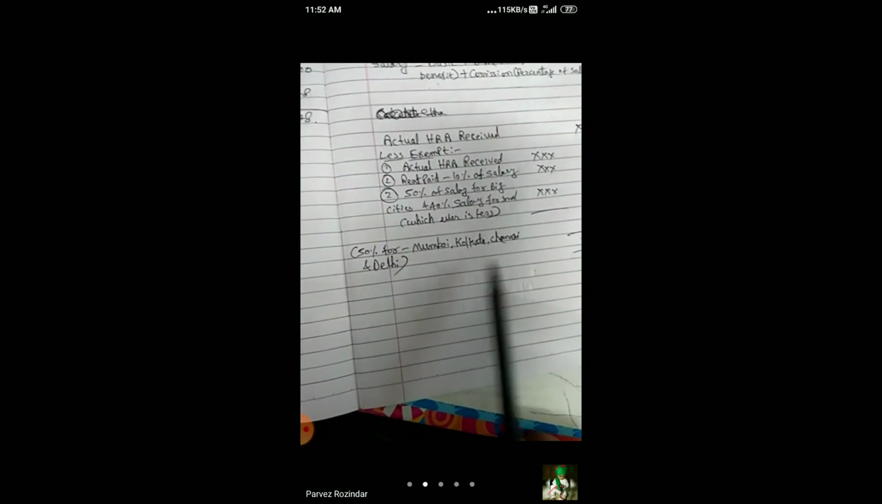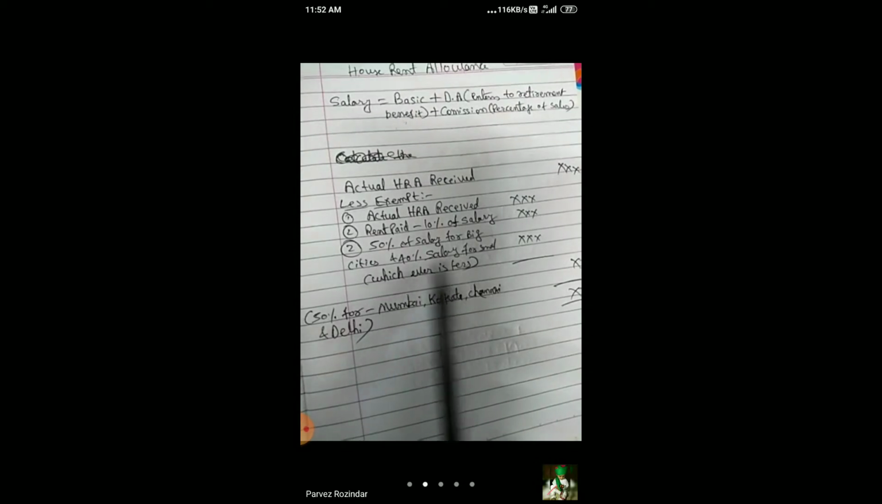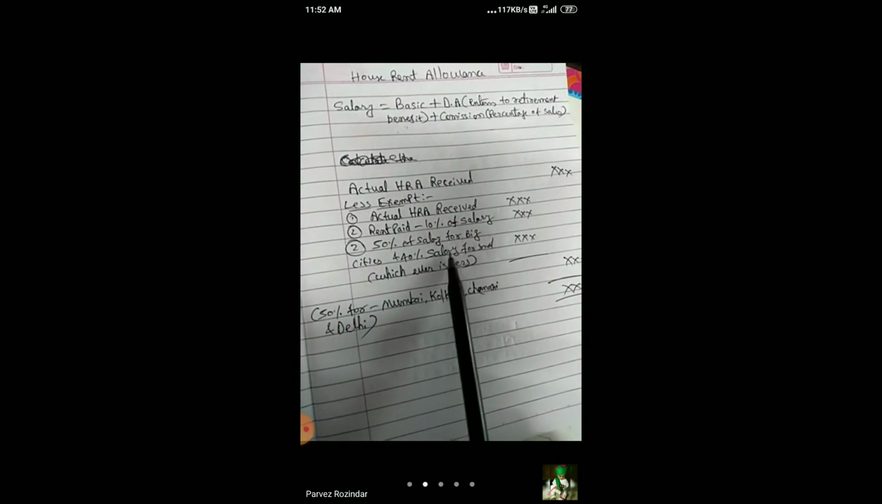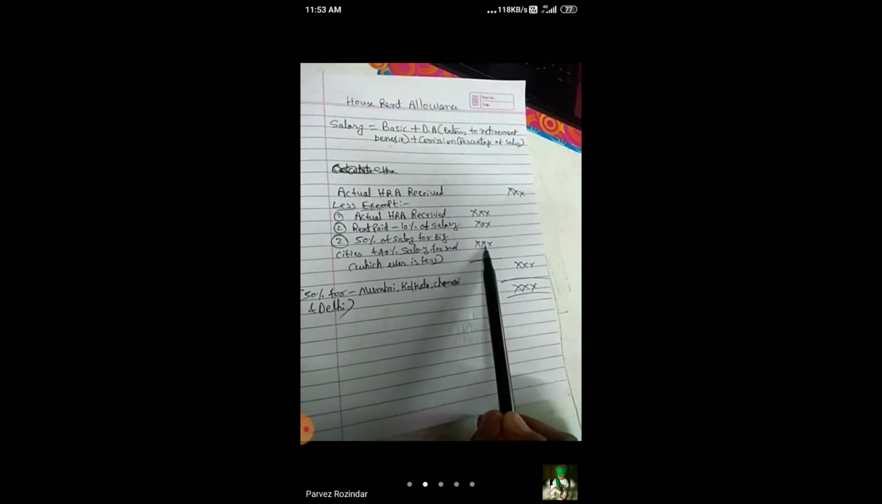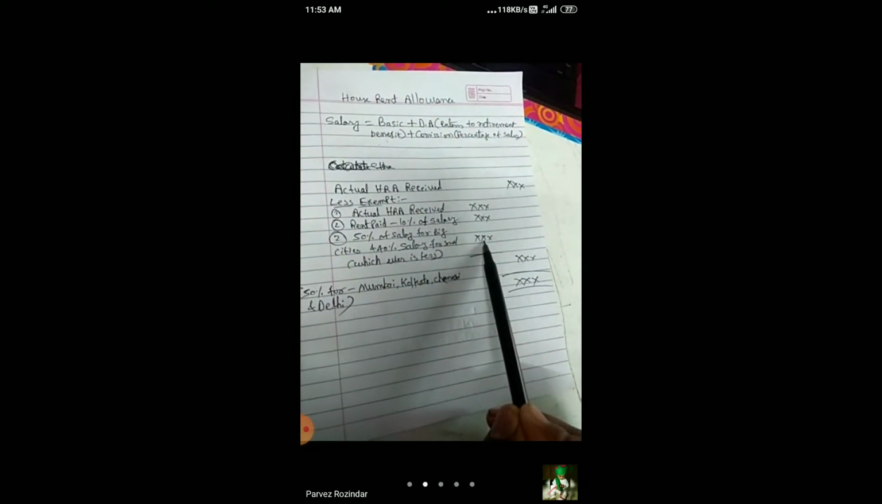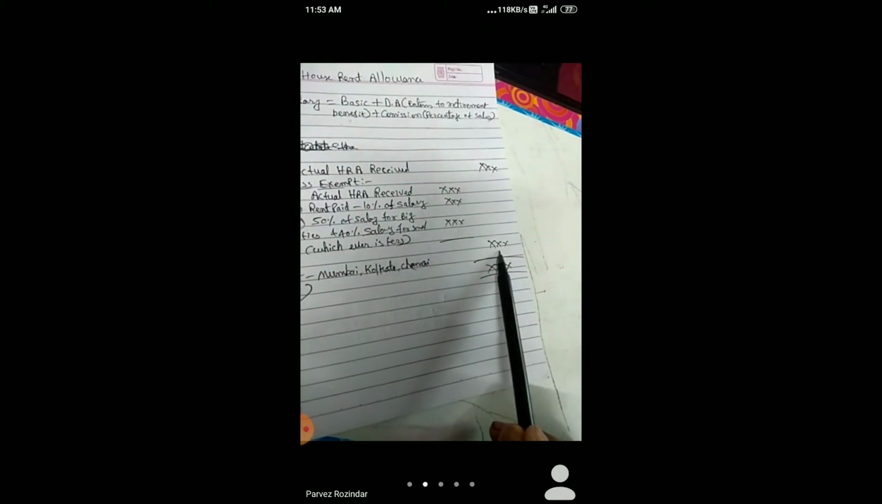Now, which are the big cities? Mumbai, Kolkata, Chennai, and Delhi. These four cities are the big cities where we need to take 50% of the salary, and 40% of salary for small cities. That amount we need to write here. Now, of these three, whichever is less, that we need to write down here in the outer column.